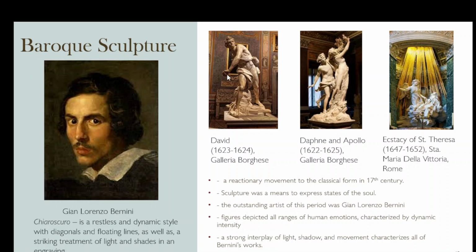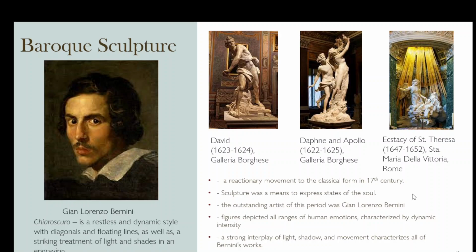So, yung style na mapapansin sa kanyang sculpture, yung tinatawag natin na chiaroscuro. Diba? Kita niyo yung mga floating lines, diagonals, diba? Yung shades from the light, no, mas nagbibigay ng emphasis yung mga details sa kanyang ukit. Baroque sculpture is a reactionary movement to the classical form in 17th century.